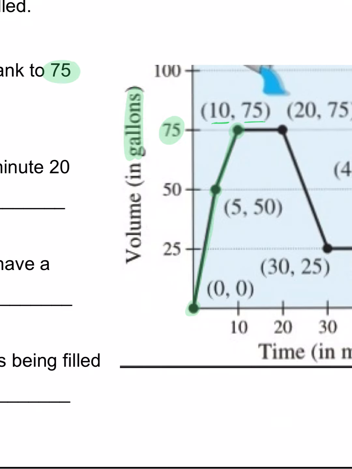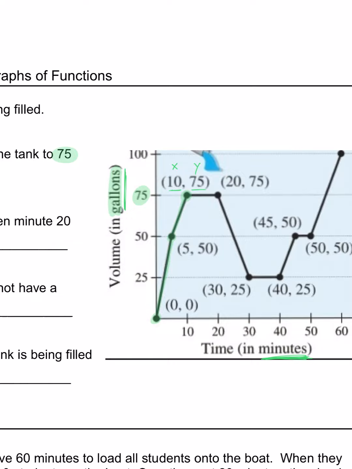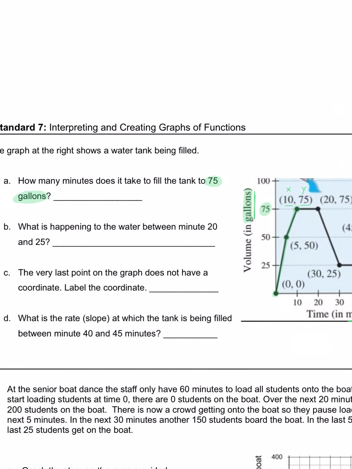75. The X value is the minutes. The Y value is the gallons. This says when X is 10, when the time is 10 minutes, the Y value is 75 gallons. So our answer to the question is going to be 10 minutes. Always put the units on.